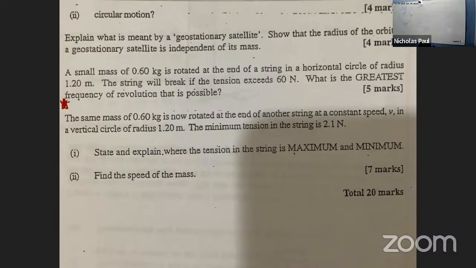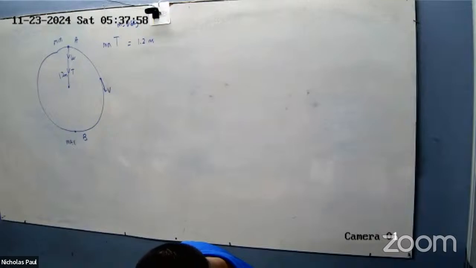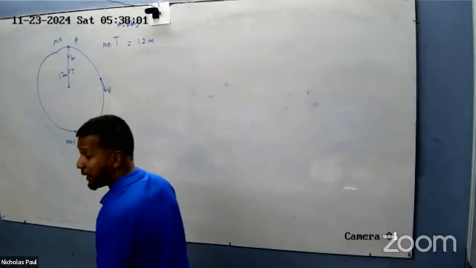Right, so we have a mass of 0.6 kilograms. It's rotated at the end of a string, constant speed v, right? And the radius is 1.2 meters, and the minimum tension is 2.1, right? Omega wouldn't change, right?